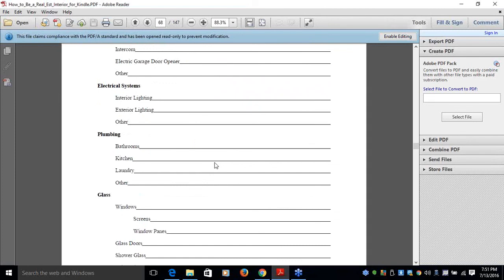And on the waste lines, I'm looking for basically the newer ABS. In other words, the plastic, not cast iron, not copper, just basically the plastic.